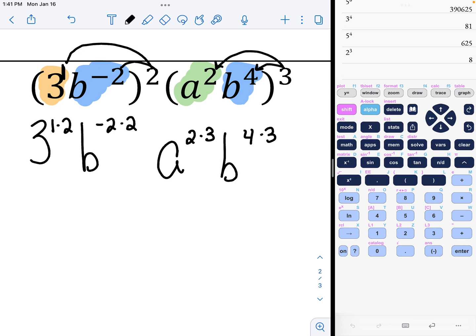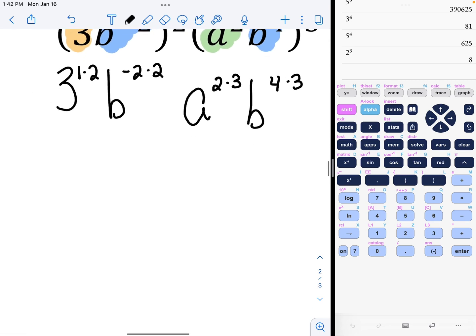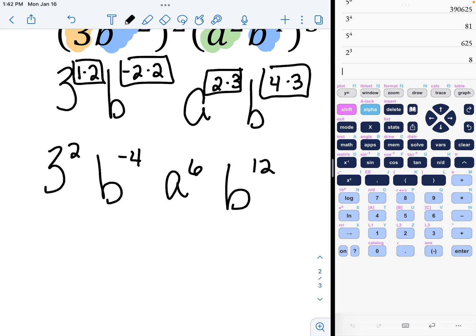I will tell you right now, kids who skip this step get confused and they simply get it wrong. Don't be one of those kids. Don't skip that step. Okay, so now I'm going to multiply my exponents. So this is 3 to the positive 2, b to the negative 4, a to the positive 6, and b to the positive 12.